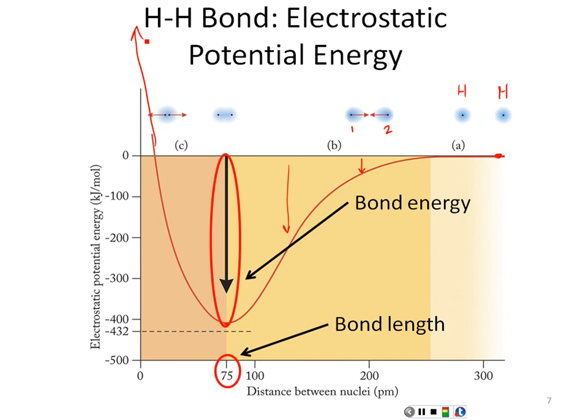And where that minimum occurs on the x-axis, which is distance, would be a bond length. And we'll talk a little bit more about this plot when we talk about covalent bonds specifically.